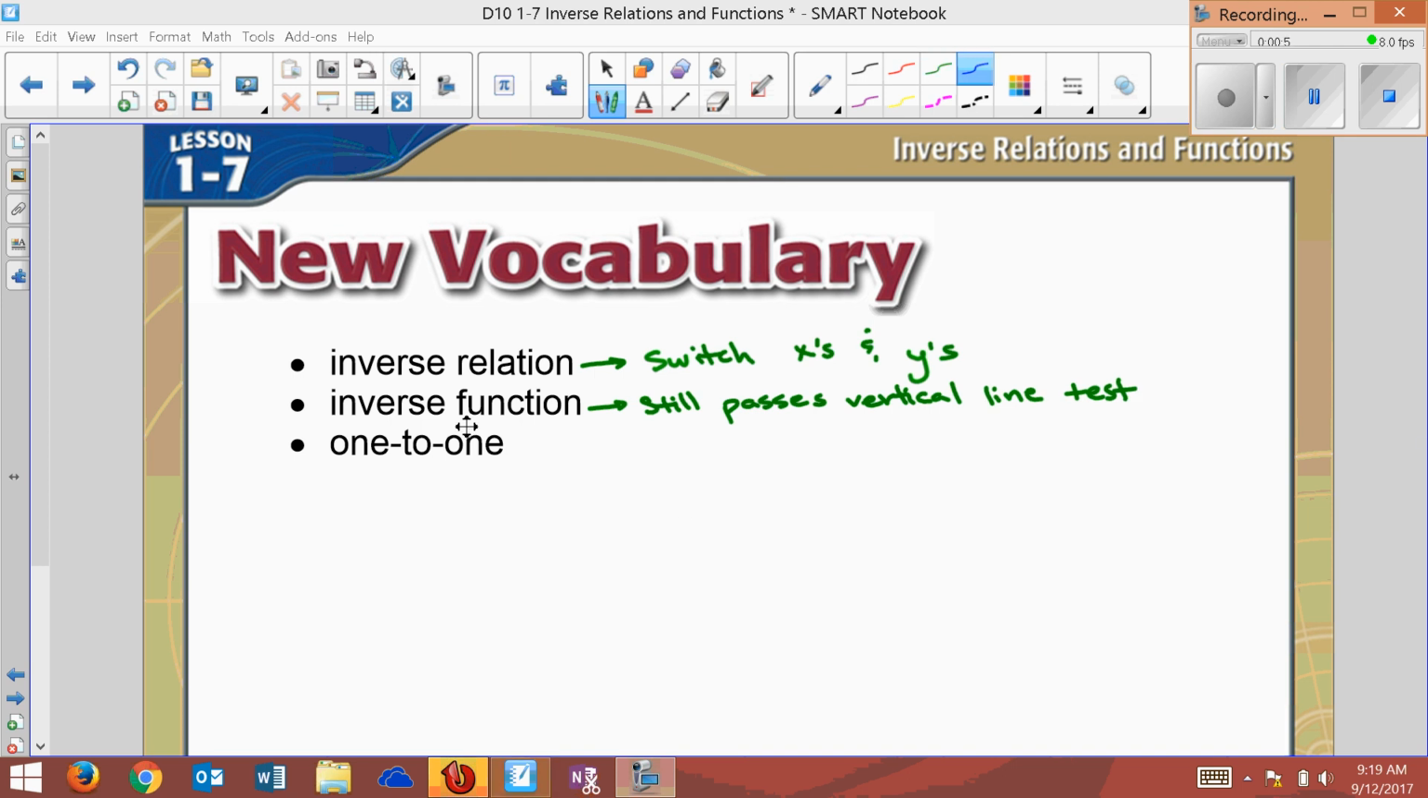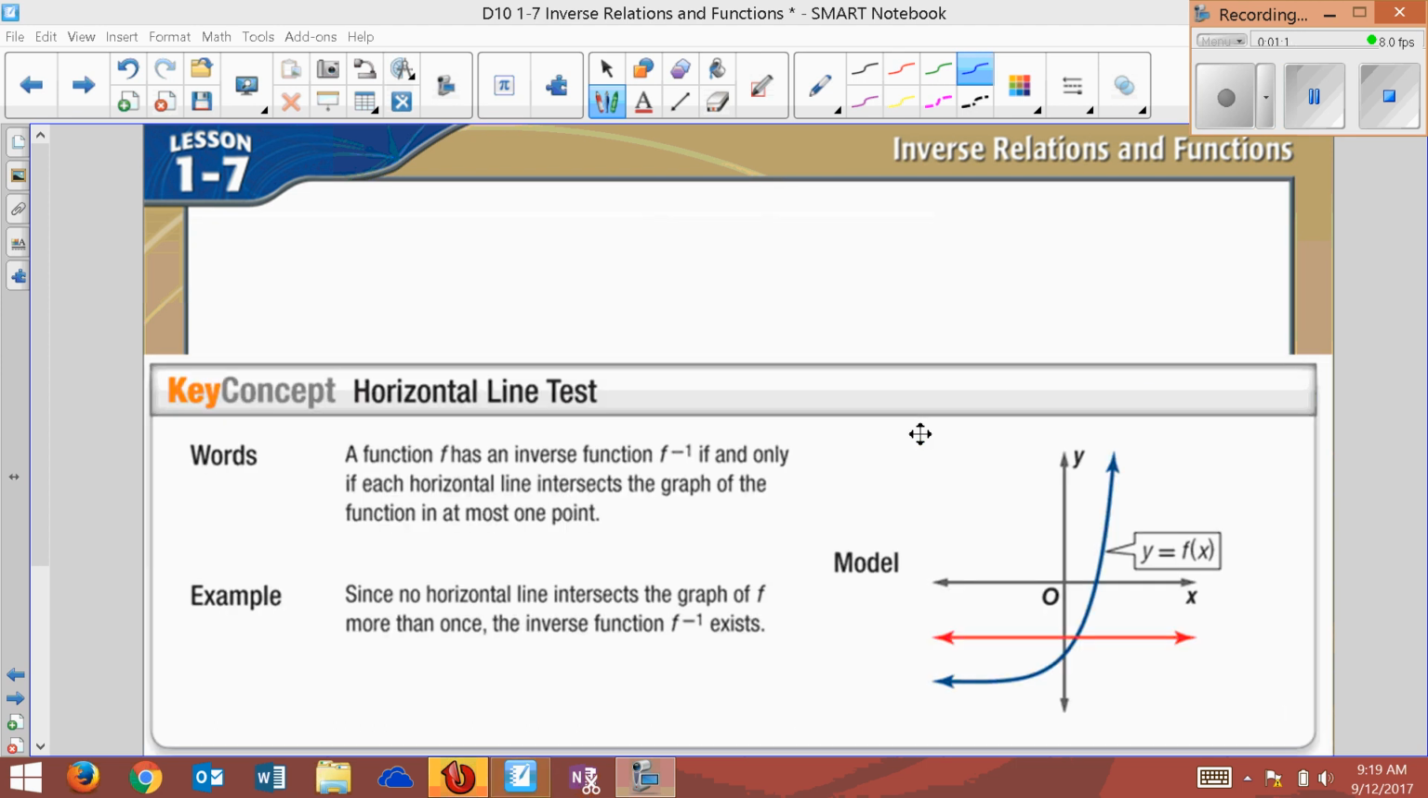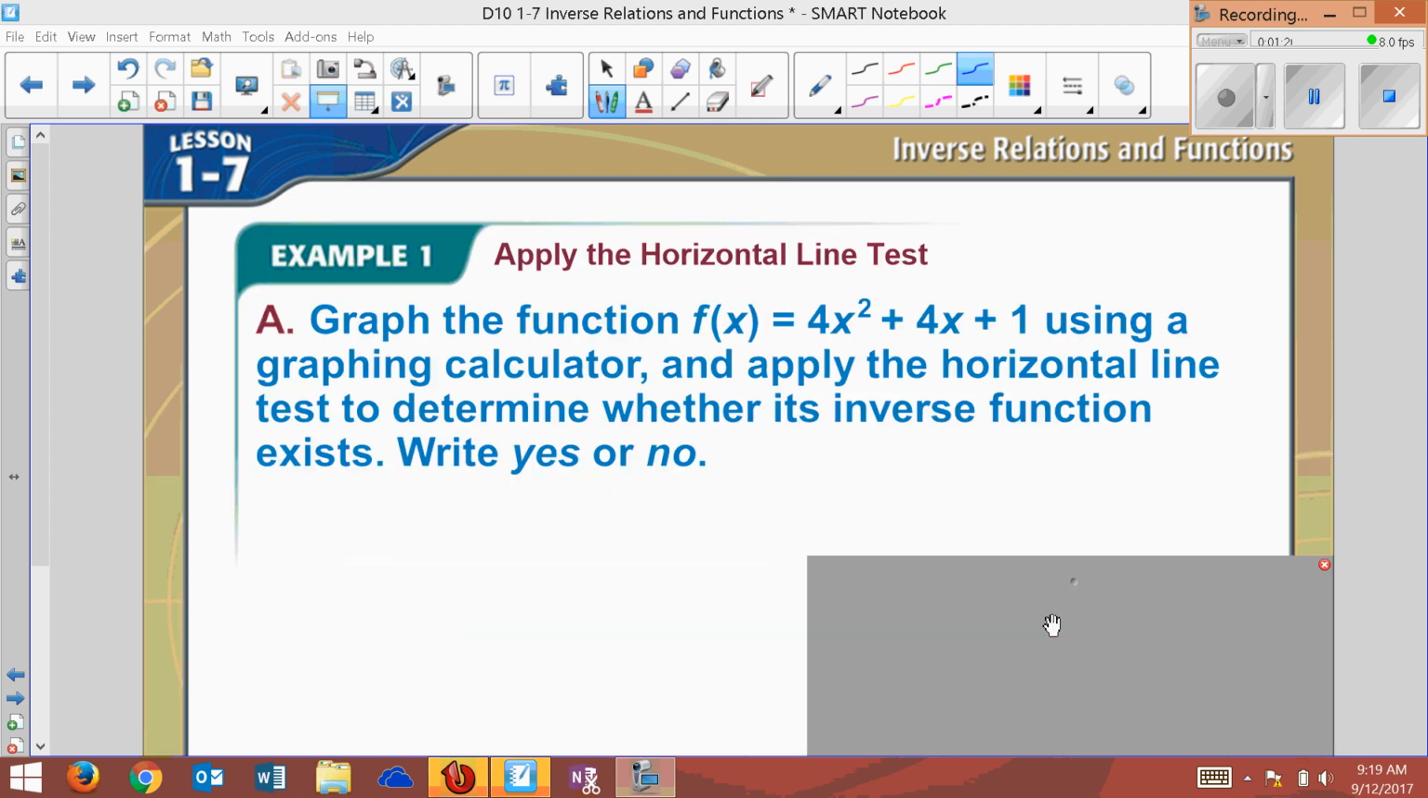A function is one-to-one if both the function and inverse are functions. Okay, that means they both would pass the vertical line test and the horizontal test. So here's the horizontal line test. It just means if you pass a horizontal line through any type of relation, if it passes the horizontal line test, then its inverse would pass the vertical line test. So this would mean it would be one-to-one if it passes both the vertical and horizontal line test.